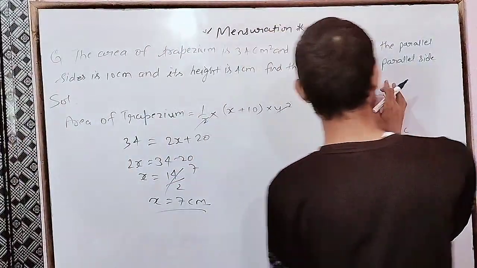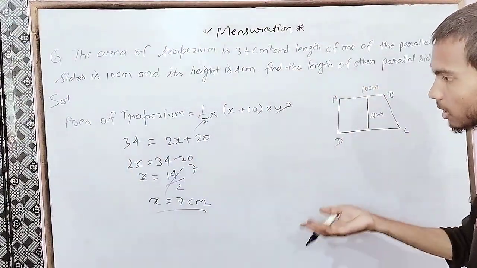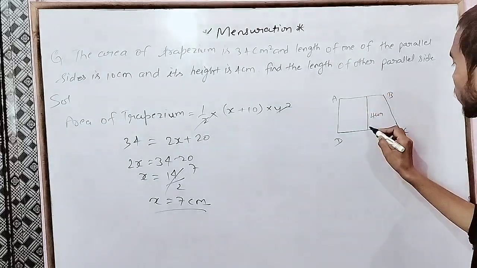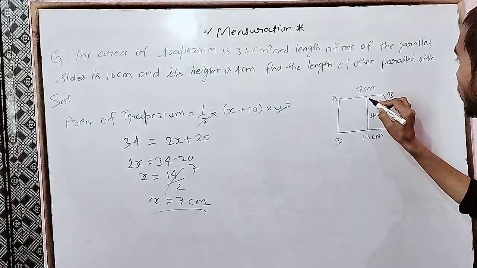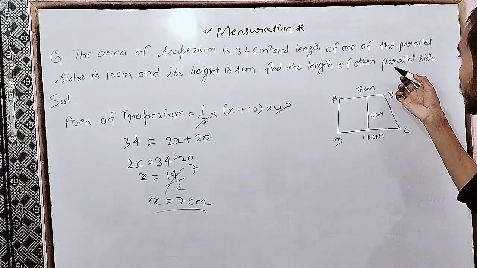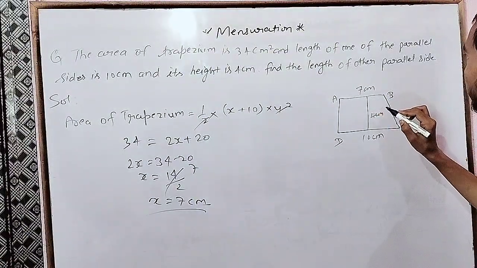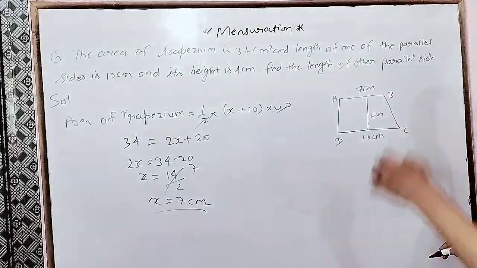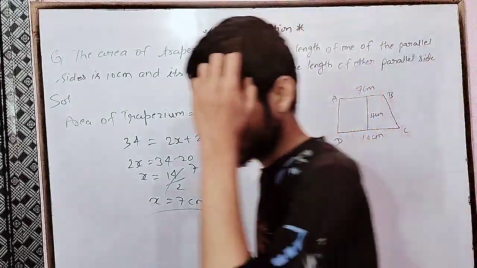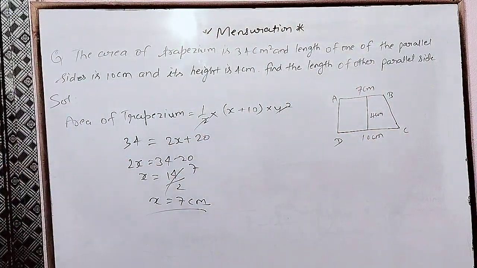So x is 7 centimeters, which is the length. So here we can say that 7 is less than 10. So this is 10 centimeters and this is 7 centimeters. So the measure of the other parallel side is how much? 7 centimeters.